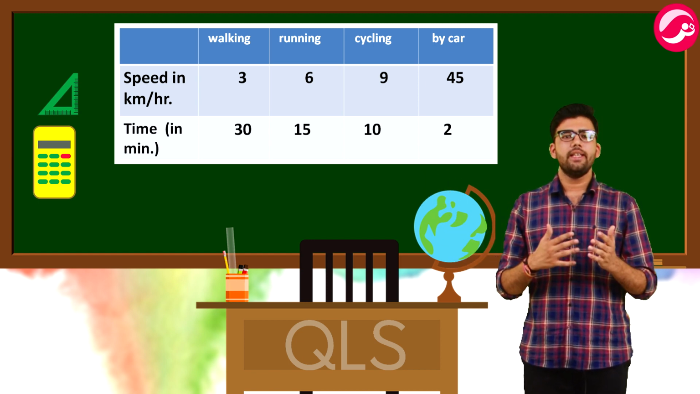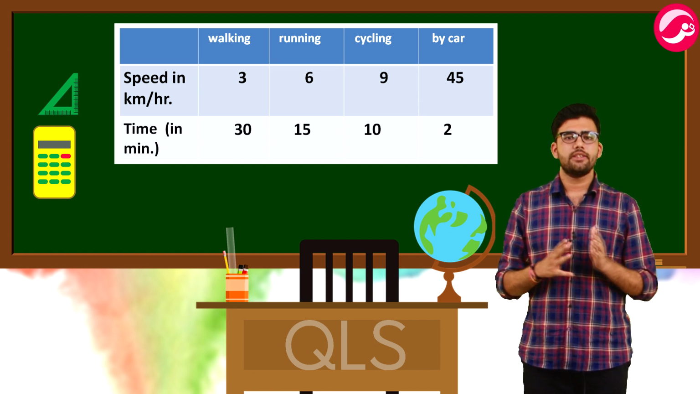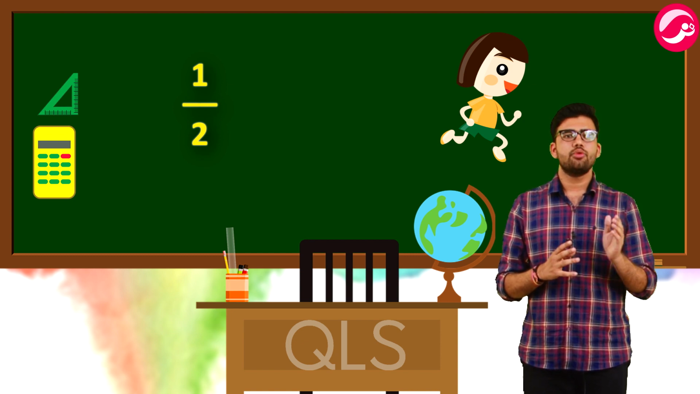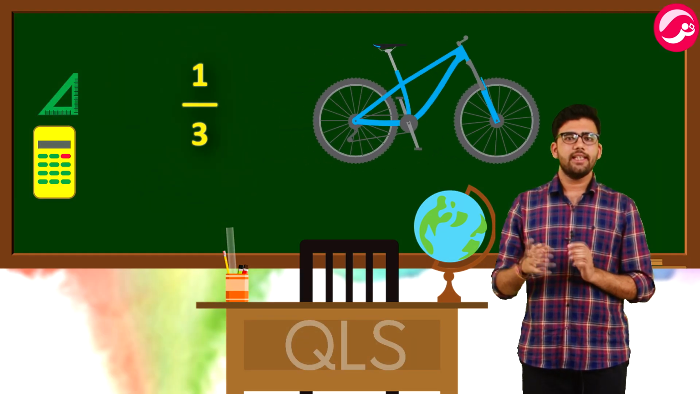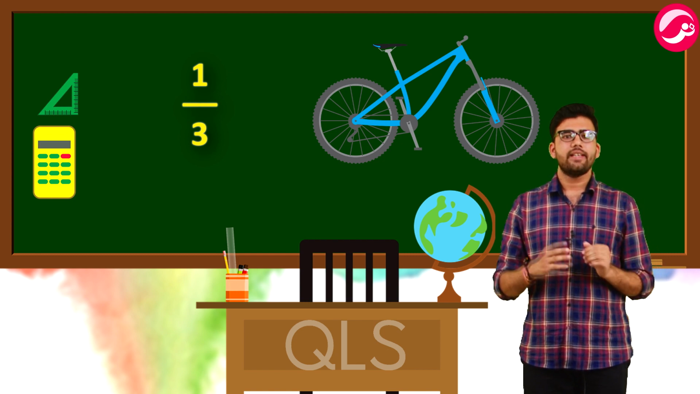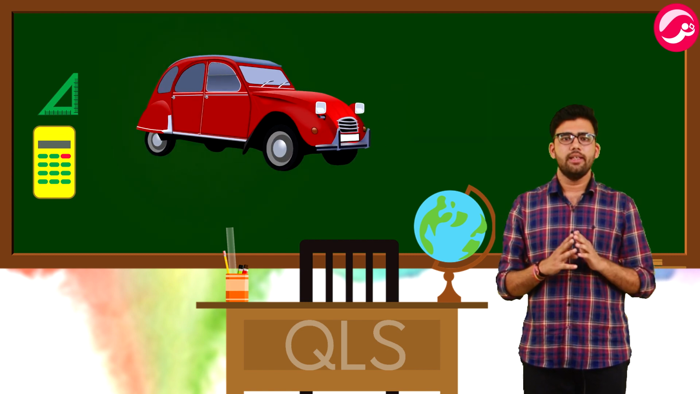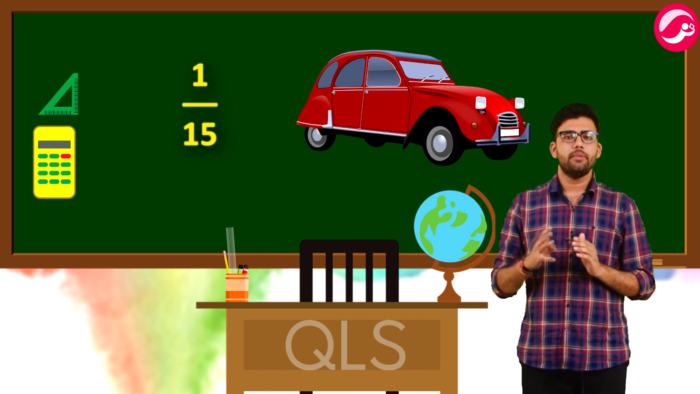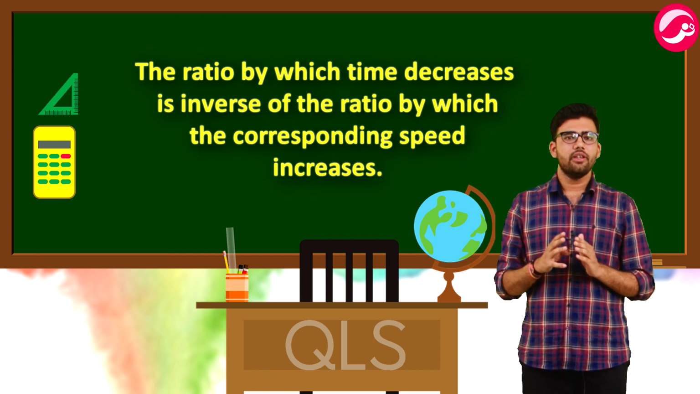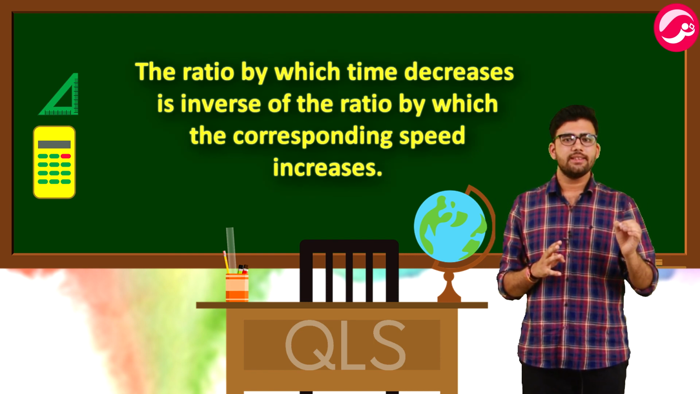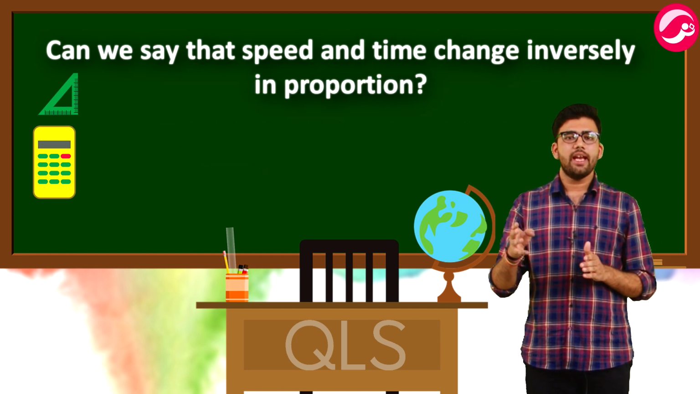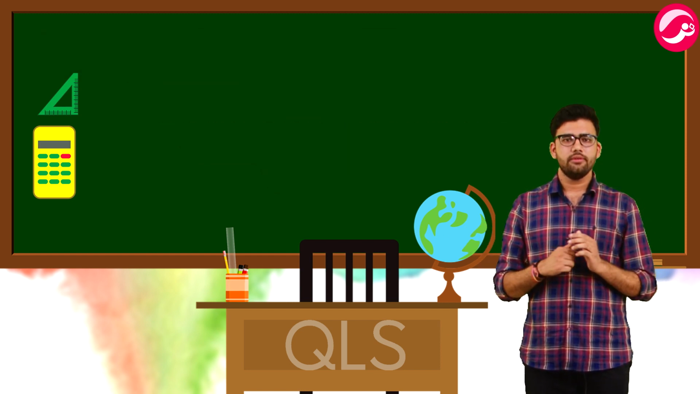Observe that as the speed increases, the time taken to cover the same distance decreases. As Nidhi doubles her speed by running, the time reduces to half. As she increases her speed to 3 times by cycling, the time decreases to 1/3. Similarly, as she increases her speed to 15 times, the time decreases to 1/15. Or in other words, the ratio by which the time decreases is the inverse of the ratio by which the corresponding speed increases. Can we say that speed and time change inversely in proportion?